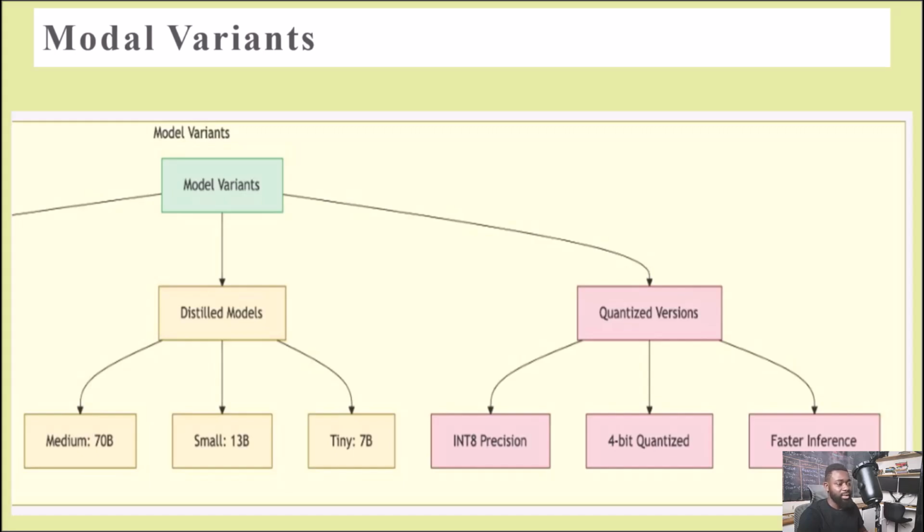But then we have the quantized version. These are the same model, but with numbers stored more efficiently. So the numbers inside are stored more efficiently, and we have different precision. So here we have 8-bit, 4-bit quantized, faster, and then we also have faster inference.